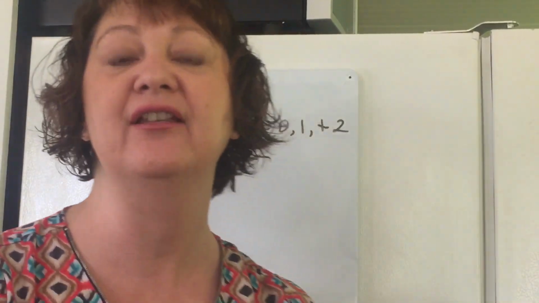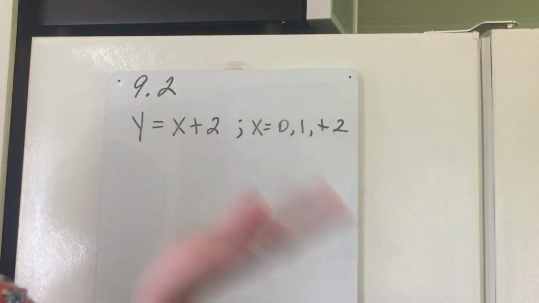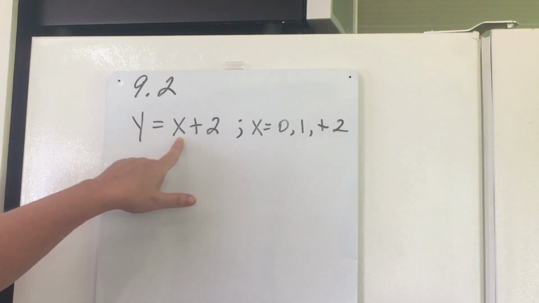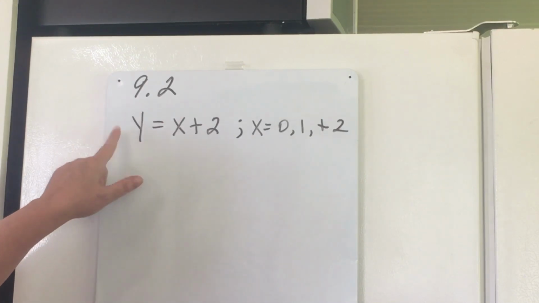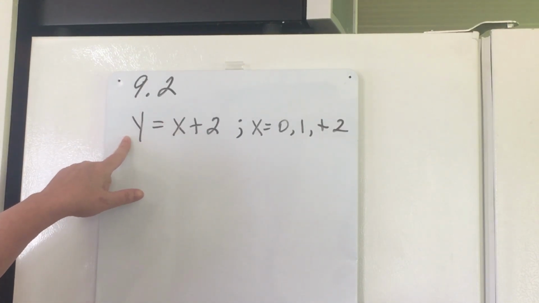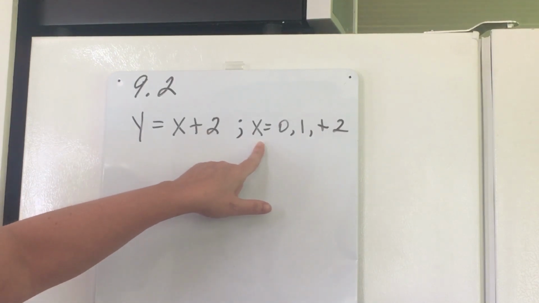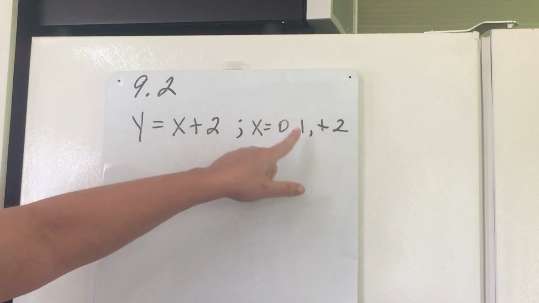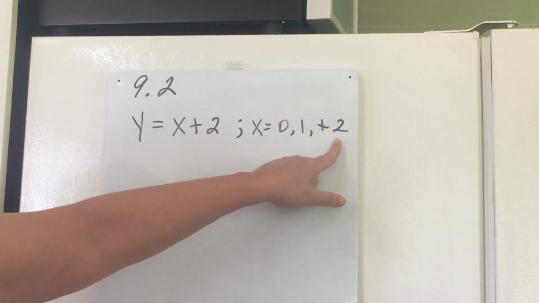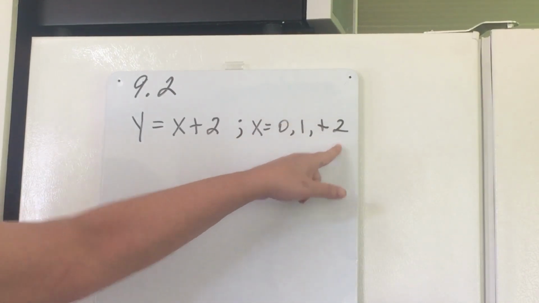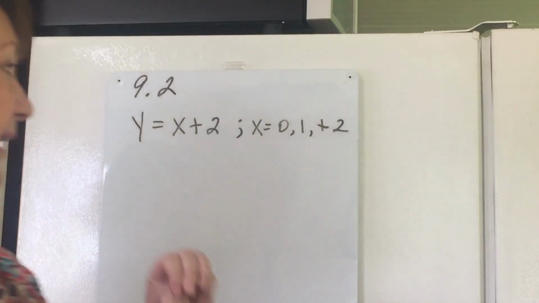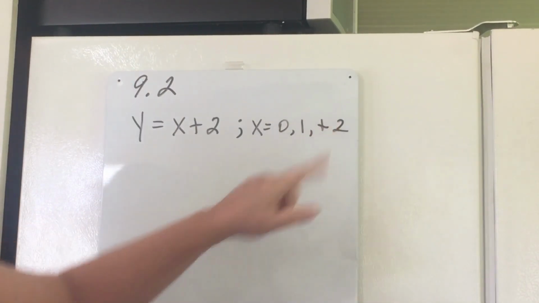Today we're going to talk about solving equations whenever you're given the value of x. Here's an example. I have y equals x plus 2. I want to know what y is, okay? I'm telling you what x is right here. X could be 0, it could be 1, and it could also be 2. So you're going to have 3 answers, okay? One answer for each of these values of x.